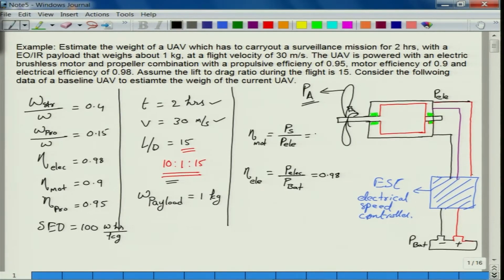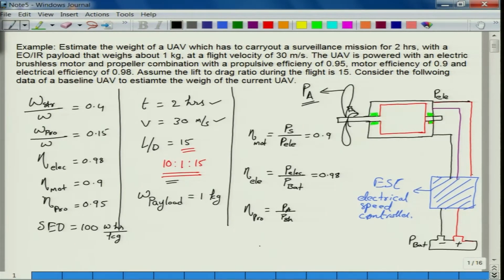and motor efficiency is given as 0.9, and we have the useful aerodynamic power here, or the power that is useful for the UAV to move forward, PA. So, that is the output from the shaft power, from the propeller. So, the propulsive efficiency is output upon input. So, output is power available upon shaft power PSH or PS.